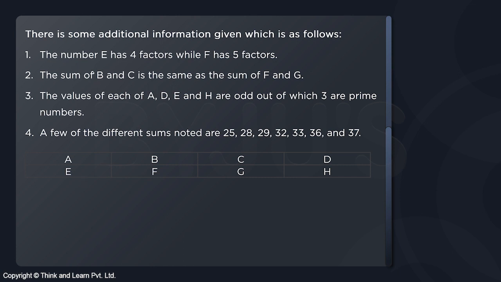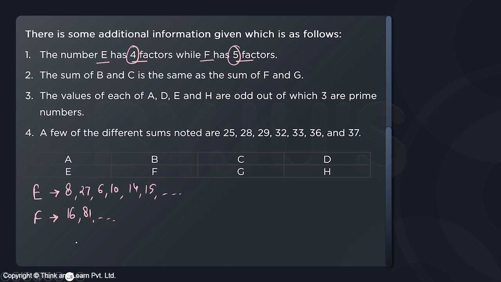The first information that we have is the number E has 4 factors while F has 5 factors. If a number has 4 factors, that means either it is the cube of a prime, like 8 or 27, or it might be a product of two primes as well, like 2 into 3, 2 into 5, 2 into 7, 3 into 5, something like this. A number which has 5 factors must be the fourth power of a prime, so it might be 16 or 81 or something like this.